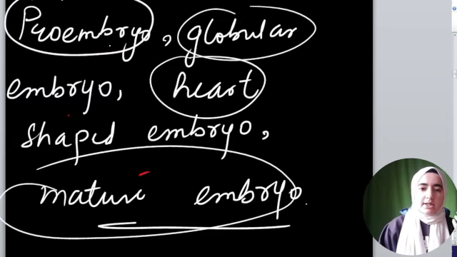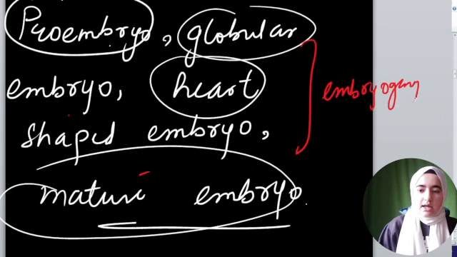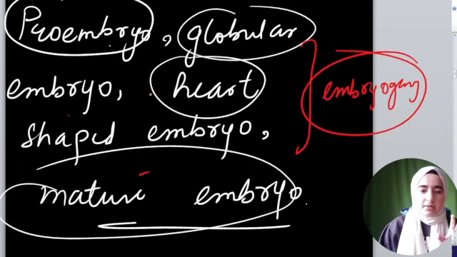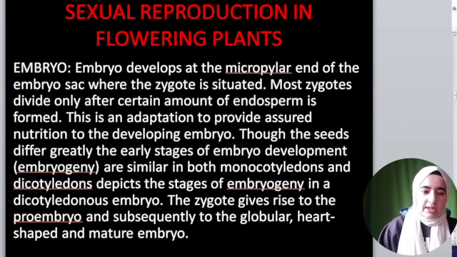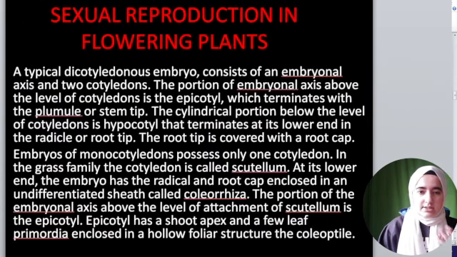Since monocotyledons and dicotyledons are different, because monocotyledons contain only a single cotyledon and dicotyledons contain two cotyledons, but their embryogeny, their embryogenic stages, are almost similar, because they first give rise to a proembryo, then globular embryo, then heart-shaped embryo, and then finally mature embryo. I hope this concept is clear.